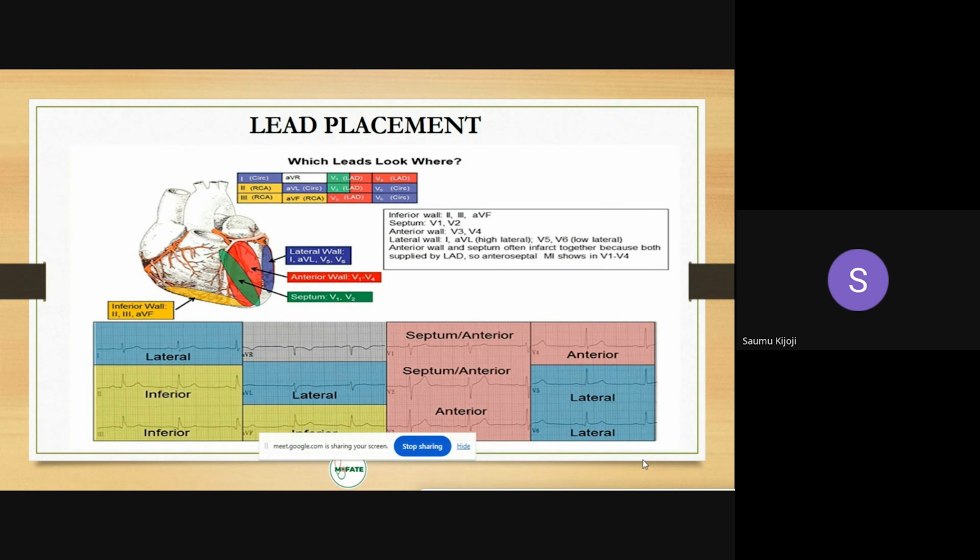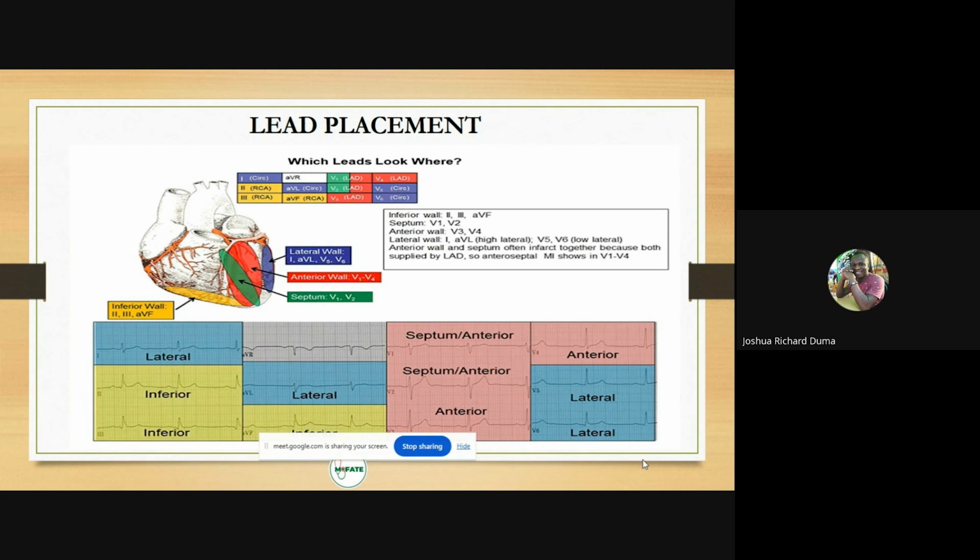We also have the anterior part. The anterior part can be detected through the precordial leads, like V3. Precordial leads are the leads which are placed on the anterior part of the chest. V3 and V4 picture the anterior wall of the heart, and we have the leads which picture the septum of the heart, the wall that separates the chambers. We have V1 and V2.